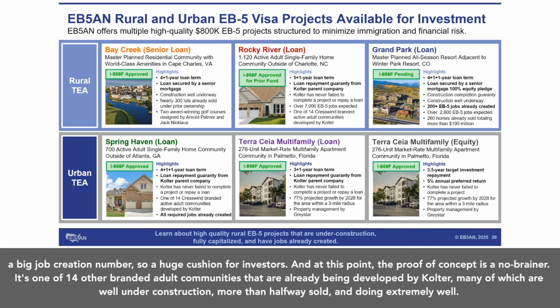And at this point, the proof of concept is kind of a no-brainer. It's one of 14 other branded adult communities that are already being developed by Coulter, many of which are well under construction, more than halfway sold, and doing extremely well.